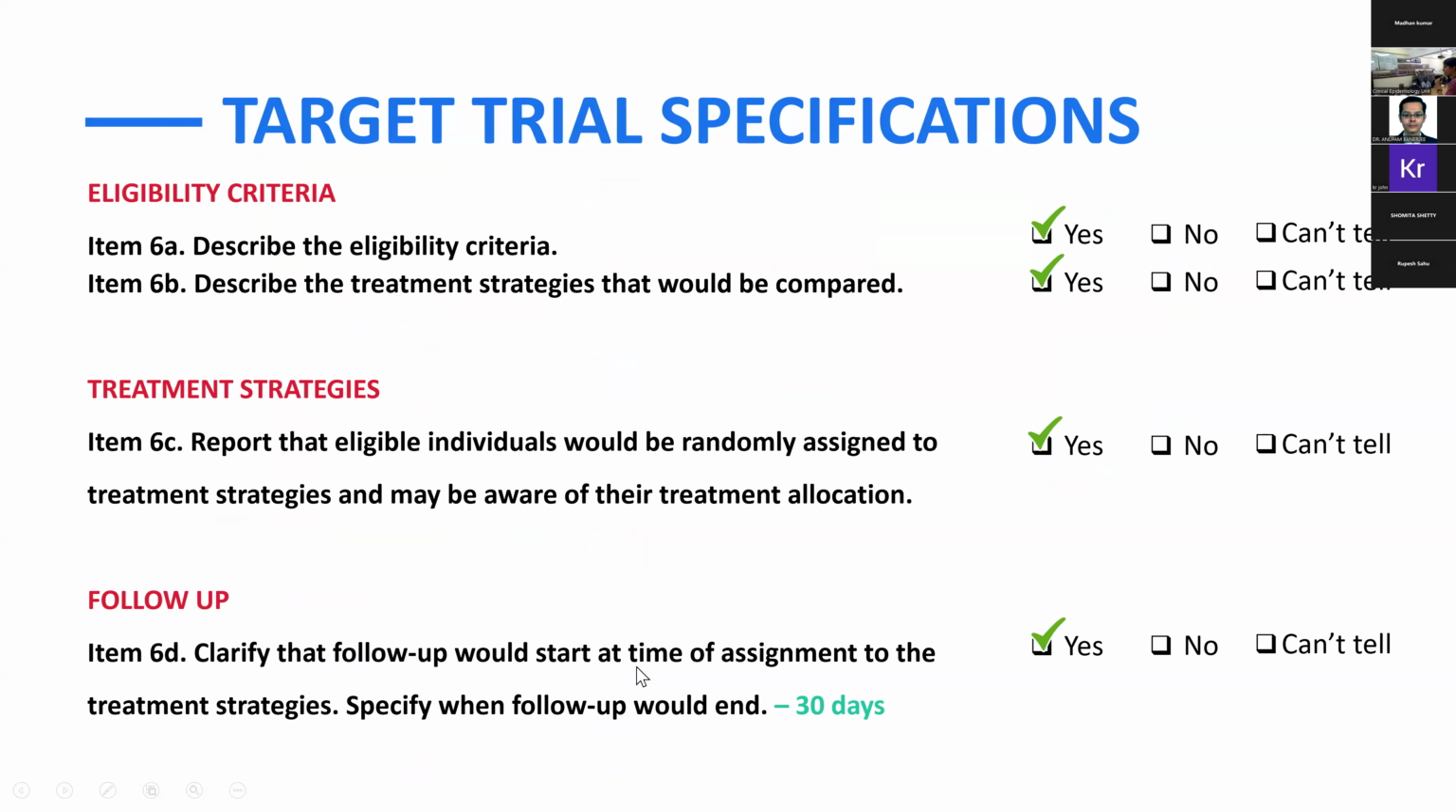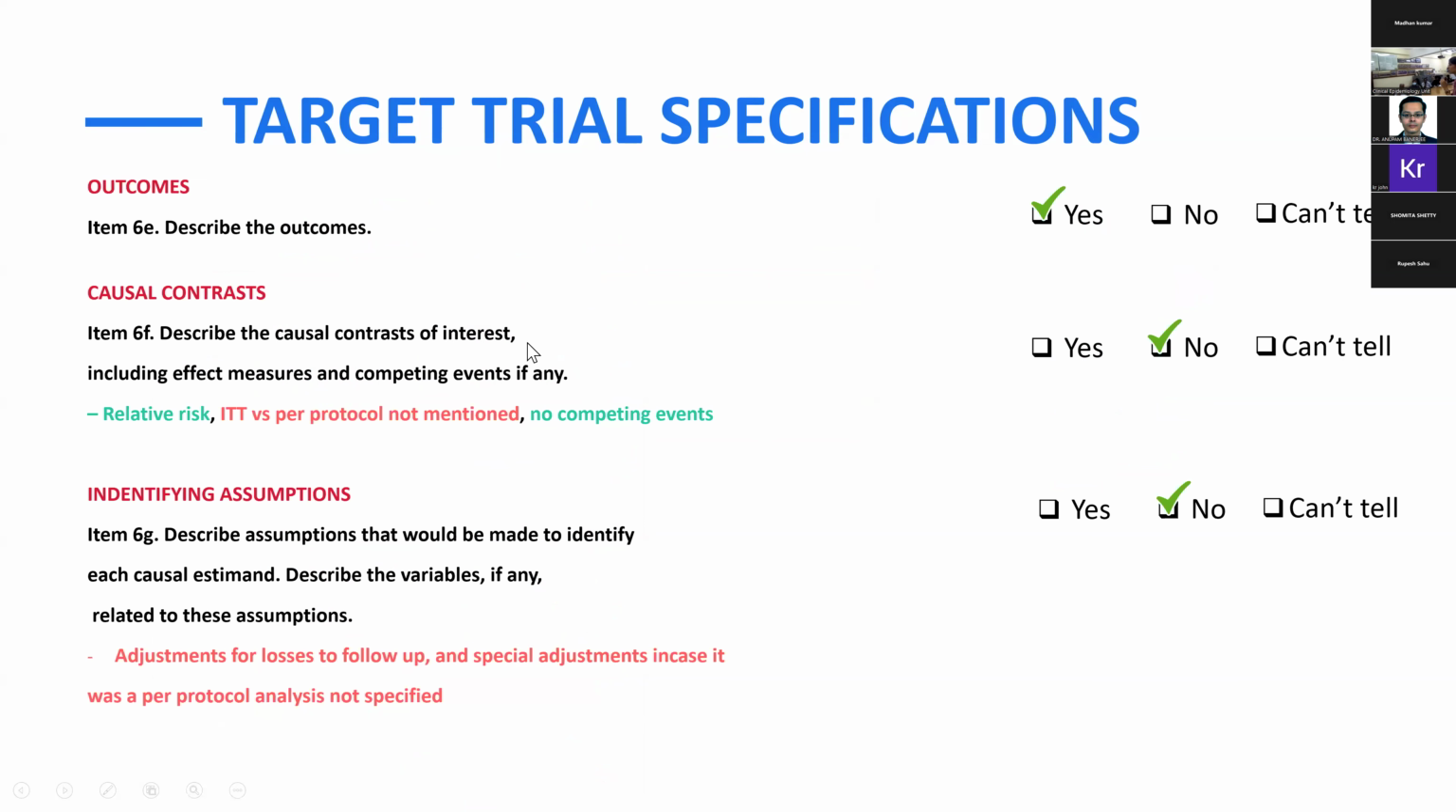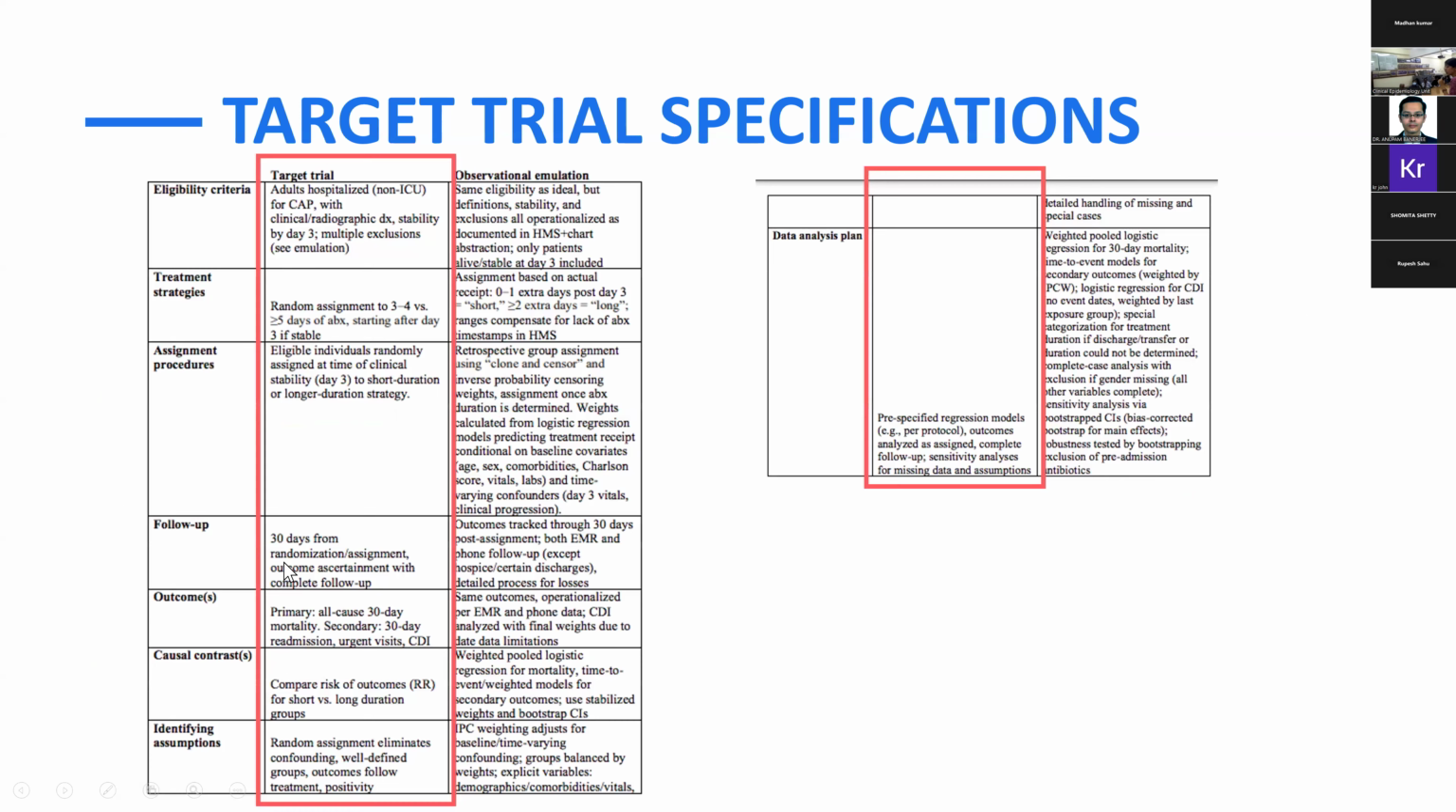Then did they clarify that follow-up would start at the time of assignment? In an RCT, time 0 is the time of assignment, and it is the time of your eligibility also. By time 0, you are eligible as well. So yes, they have specified that also. They have written here follow-up 30 days from randomization or assignment, outcome ascertainment with complete follow-up. So all that is a yes. Now the next part: describe the outcomes. The primary outcome was all-cause 30-day mortality. We are only going to look at the primary outcome for our appraisal here.